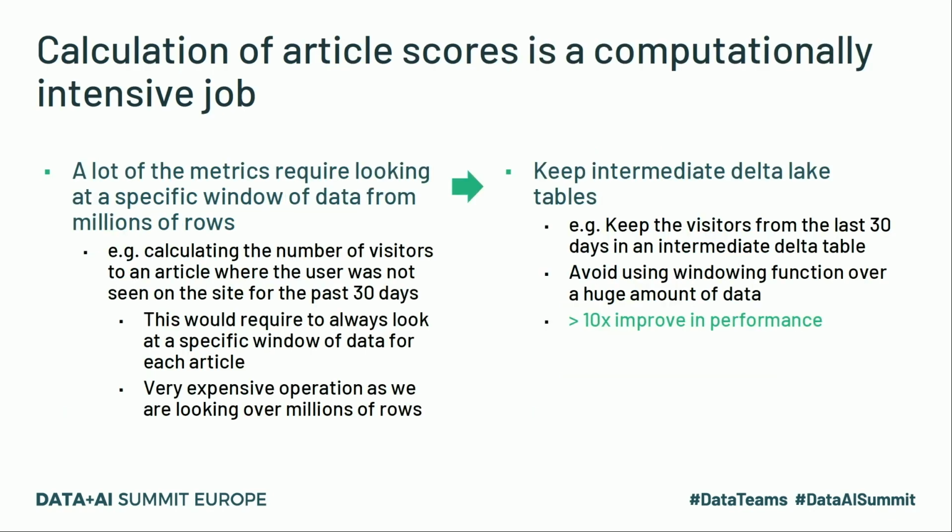But the calculation of the article scores is a really computationally intensive job. A lot of the metrics that we are calculating require looking at a specific window of data from millions of rows. We have around 2 million rows per day. And if you want to calculate it over a bigger period of time, this becomes a very intensive job computationally.